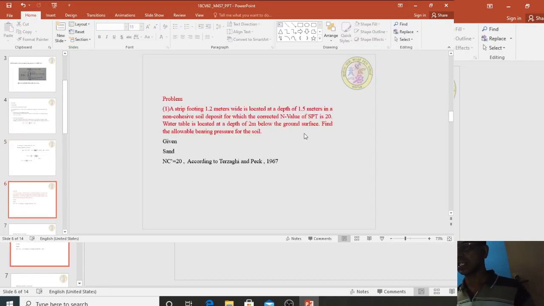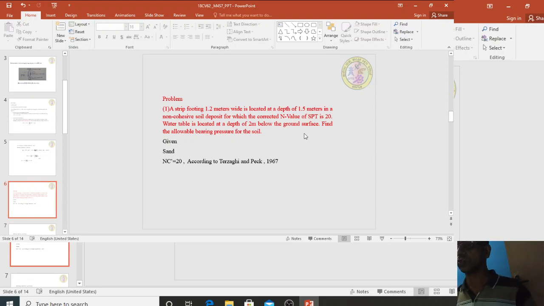So now let us consider a problem. A strip footing 1.2 meter wide is located at a depth of 1.5 meter in a non-cohesive soil deposit for which the corrected N value of SPT is 20. So here they use the corrected N value verbatim. Therefore, you need not go for correction to overburden pressure and correction to dilatancy. The water table is located at a depth of 2 meter below the ground surface. Here the strip footing is 1.2 meter wide and the water table is at 2 meter depth. So find the allowable bearing capacity of the soil.